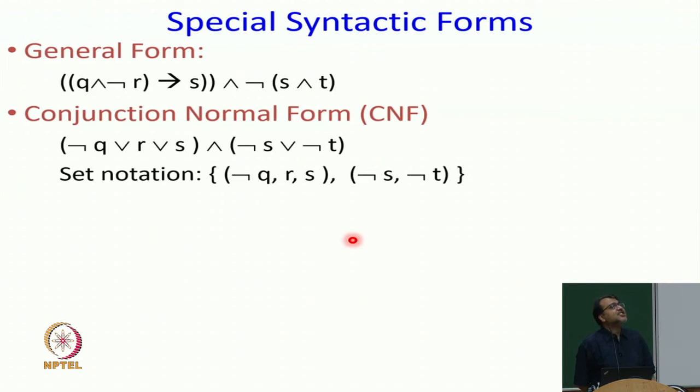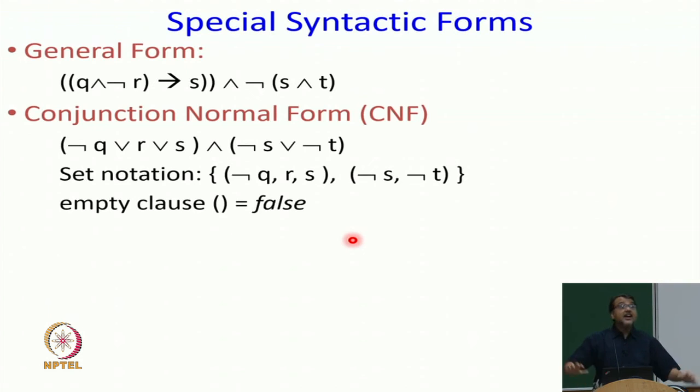Now, a clause is a disjunction. What is the 0 of the disjunction operator? True or false? False. On the other hand, what is the 0 of a conjunction operator? True or false? True. So, an empty clause is a disjunction, so an empty clause is false. On the other hand, a formula which has no clause, an empty formula, is true.